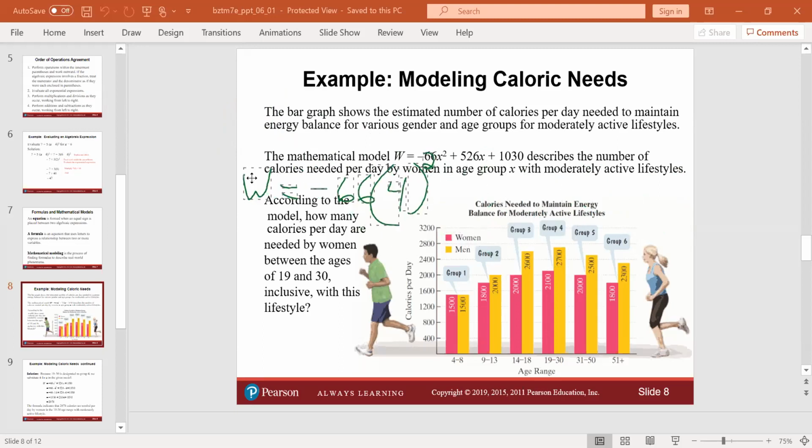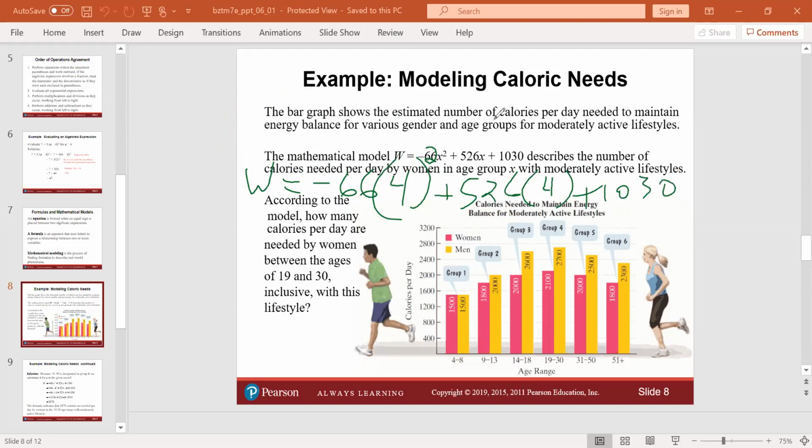Maybe that's a little bit better. Plus 526 times 4 plus 1,030. Now this is one where the numbers might just be begging for a calculator. You don't exactly have a calculator that you're allowed to use for this portion of the course, certainly not on exams. So it's begging for a calculator, but we can't quite use one. But if we were to do the numbers, I guess I'll do them real quick. I'll use my calculator.